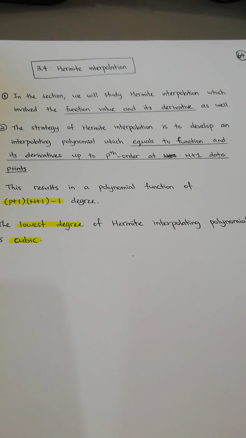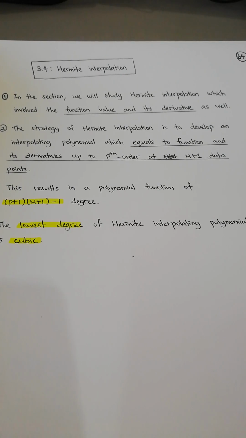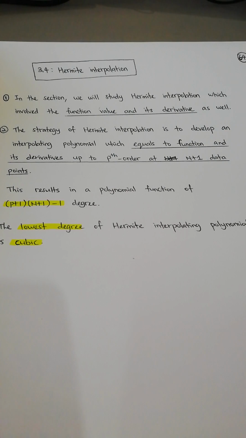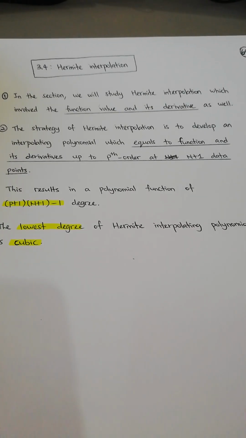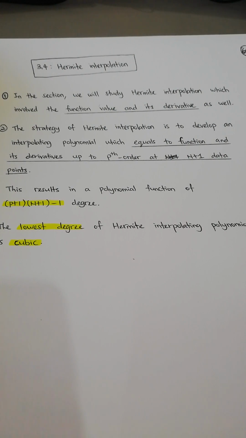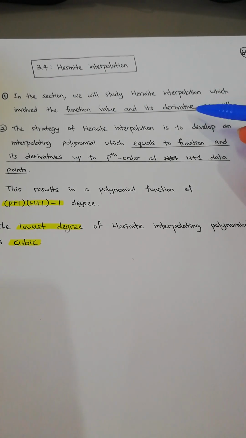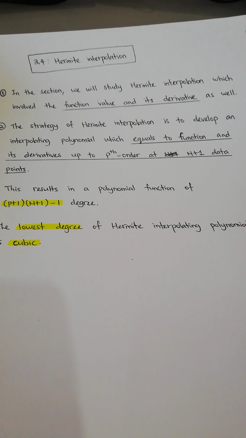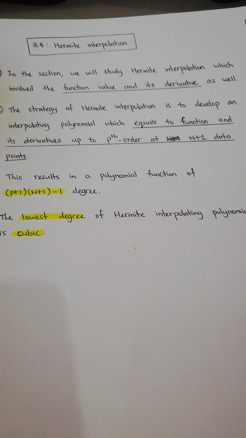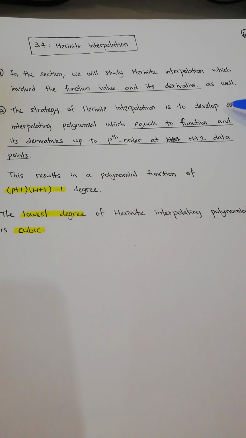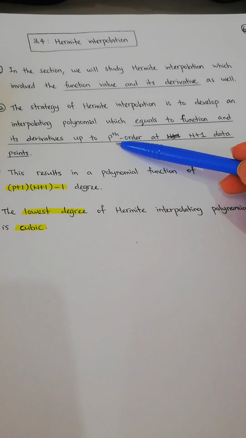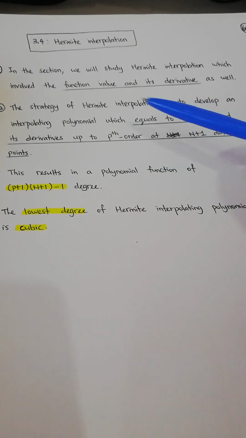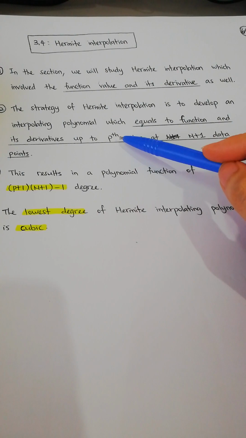Okay, let us begin with a new section, 3.4 Hermite interpolation, on your notes, page 64. In this section, we're going to study Hermite interpolation, which involves the function value itself and its derivative as well. The strategy of Hermite interpolation is to develop an interpolating polynomial which equals the function and its derivative up to p order.